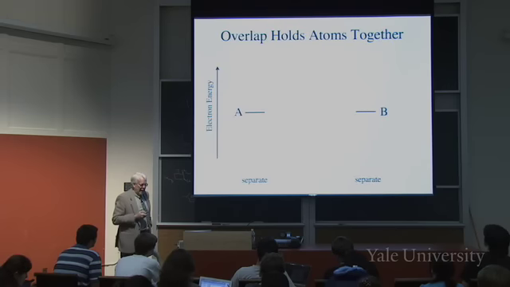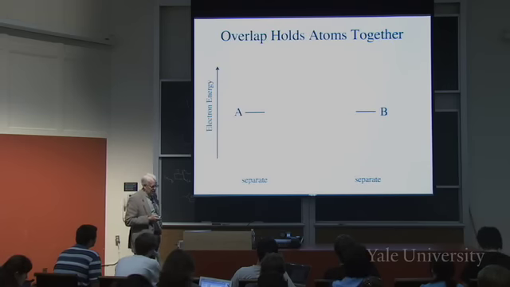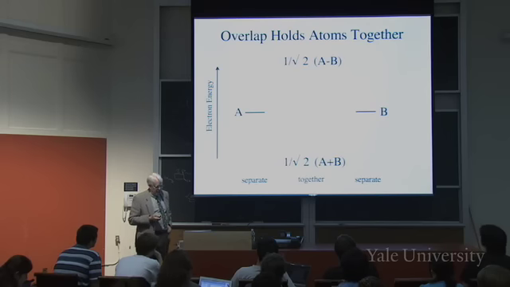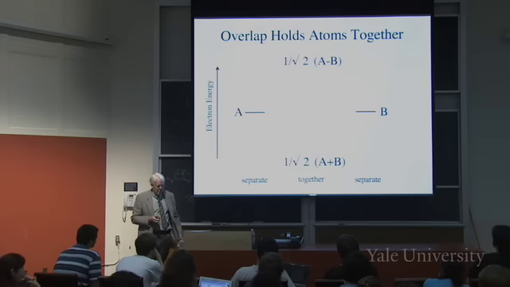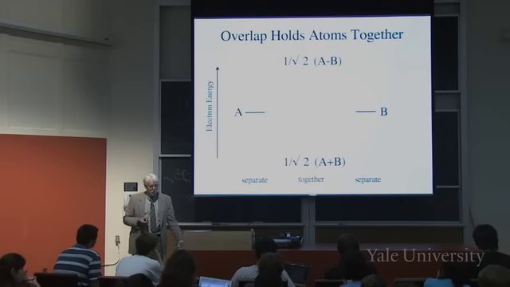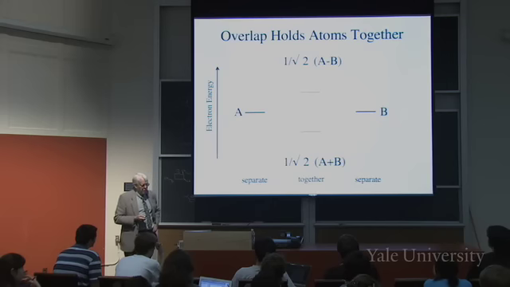Now that overlap holds the atoms together, and this again is a picture we saw before, except we're going to do it with writing in the equations. Remember, a good guess of the form of the molecular orbital is 1 over the square root of 2 times a plus b, or 1 over the square root of 2 times a minus b. And that will give 2 new orbitals, one better and one worse.